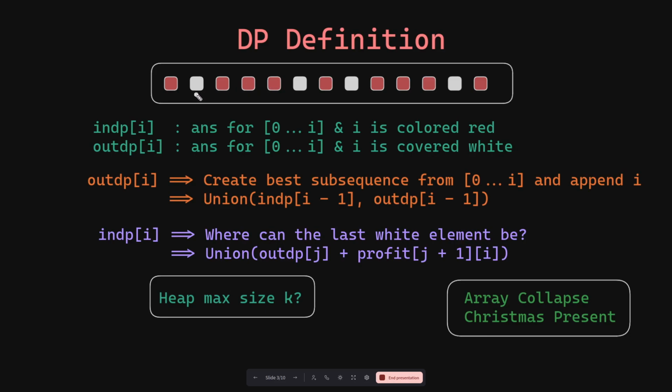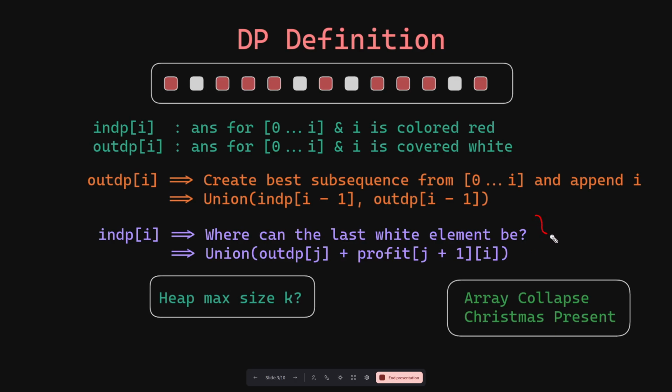Then if the last white element is at index j, it means that this entire subarray is red. So we need to add the profit of this red subarray to all the elements in the out dp of this jth element. That is why we have out dp of j plus the profit that we get from the red subarray, and then we iterate j over all the elements strictly to the left of the ith element. Now where does the intuition for this come from?